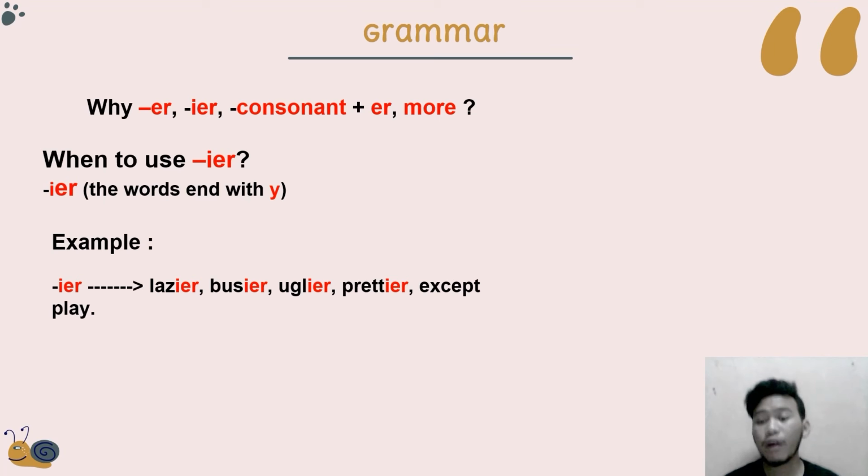But except for play. For play, even though the word ends with the letter Y, it doesn't change. It is a special case. Okay, so the word lazier, the original word is lazy, L-A-Z-Y. If you want to compare them, we need to use ier because the word lazy ends with Y. The same goes for busier, uglier, and prettier.